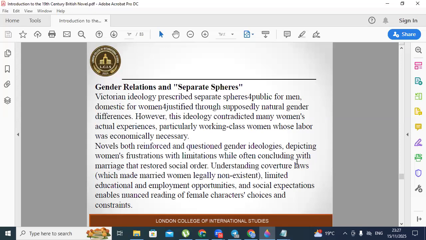Novels both reinforced and questioned gender ideologies, depicting women's frustrations with limitations, while often concluding with marriages that restored social order. Understanding coverture laws, which made married women legally nonexistent, limited education and employment opportunities, and social expectations enables nuanced reading of female characters' choices and constraints.